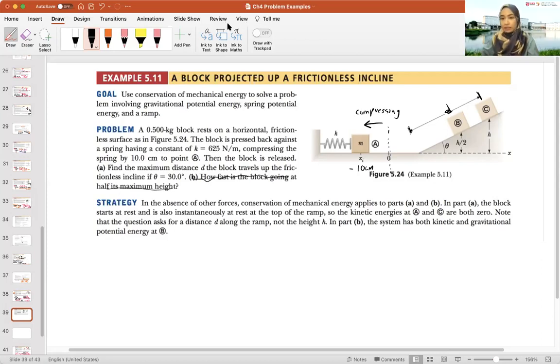Okay, sorry about that. Ada soalan tak? Tak. Tadi bising. Ada orang main gitar pula dah. Okay. Alright, so let's continue.